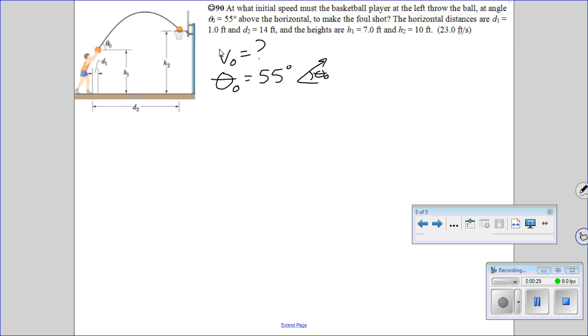And then it tells us that horizontally it's going to go from a position of 1 foot to a position of 14 feet, right? So from here to here, our x value is going to be 13 feet. It's got to go from 1 foot to 14 feet, so that's a difference of 13 feet. And then vertically, from the moment of release until it hits the net, our y value is going to be, well, it's got to go from a height of 7 feet up to a height of 10 feet. So that's 3 feet, right?